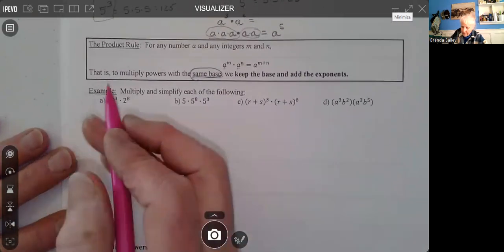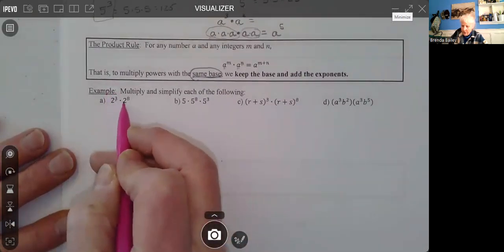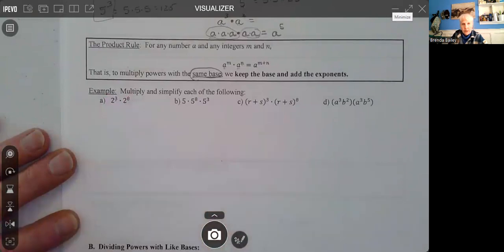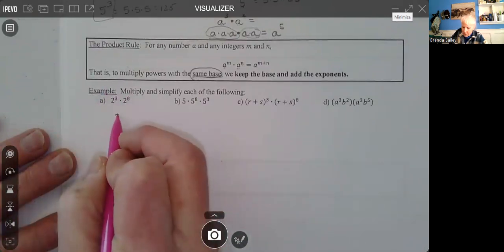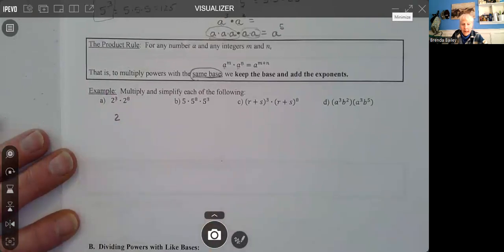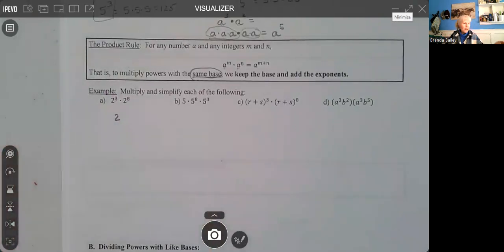Looking at this first one, 2 to the 3rd times 2 to the 8th. The bases are the same, so the base is a 2. So you write that common base down. Again, here's an issue. Some people want to put 4. They actually want to multiply the bases together, but you don't do that.